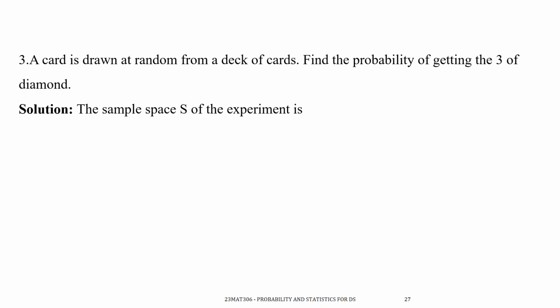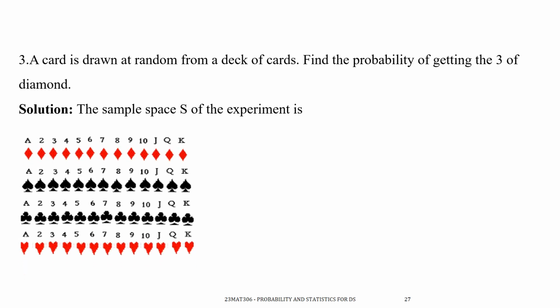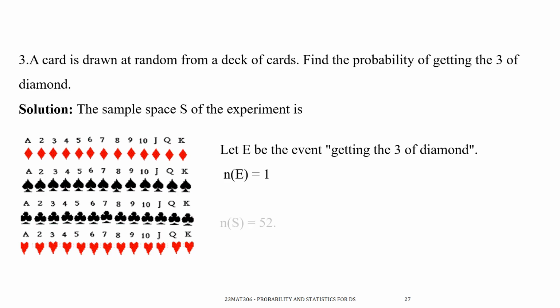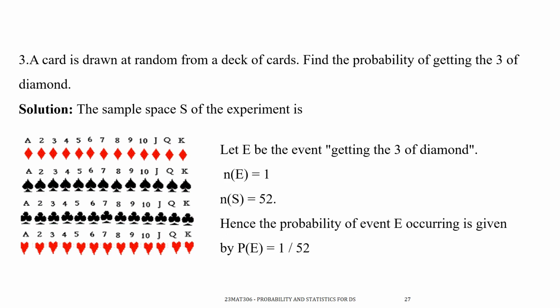Let us consider another example. A card is drawn at random from a deck of cards. Find the probability of getting 3 of diamonds. In a deck of 52 cards, the probability of drawing a specific card like 3 of diamonds is 1 by 52. So N of E is 1 and N of S is 52. So the probability of E is 1 by 52. This shows how probability works with larger sample spaces.